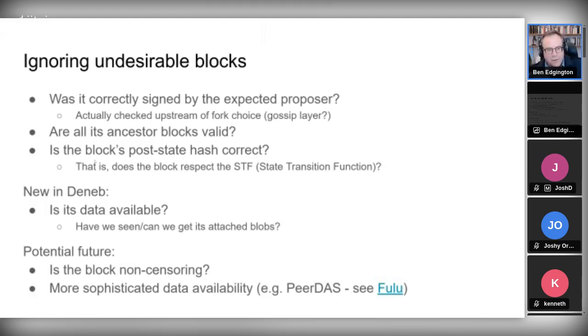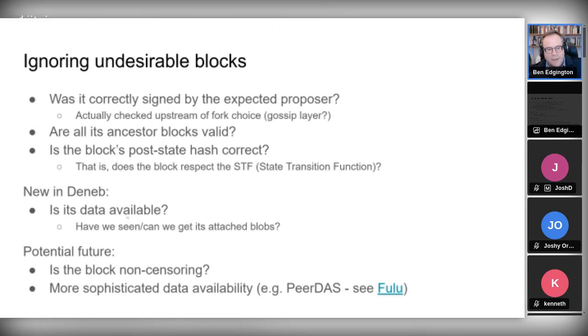So we exclude those. We want to make sure that the block post-state hash is correct, that it respected the state transition function. That's the execution layer state transition, and the consensus layer state transition. So we have to rerun that and check it's correct. So those are basic validity checks. New in Deneb this time last year, we added blobs, and we have another check. We only include in the fork choice blocks whose data is available. If we cannot get the attached blobs for a block, then we ignore it until we can.